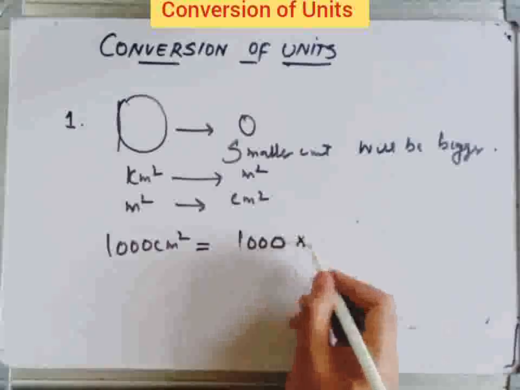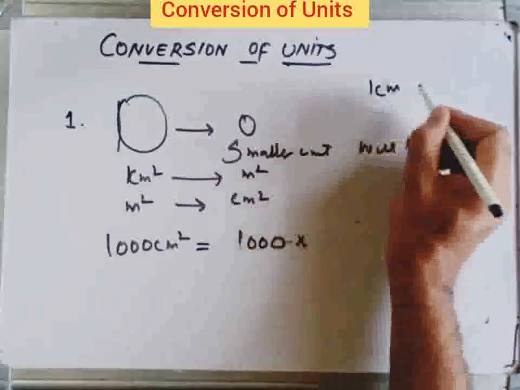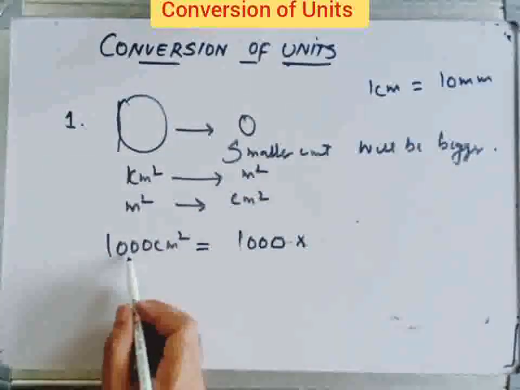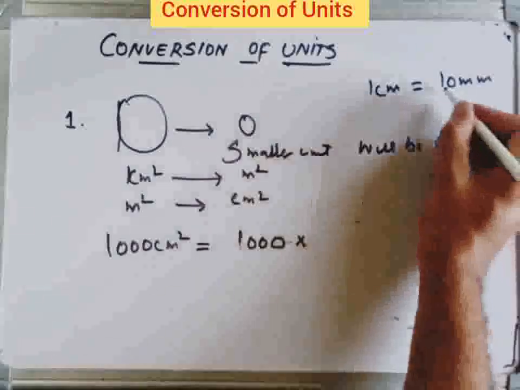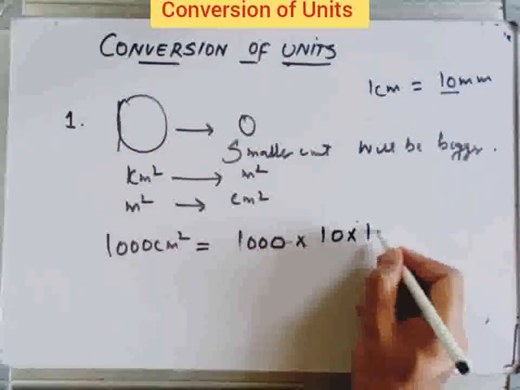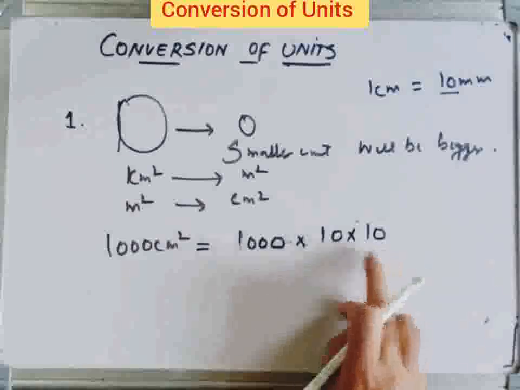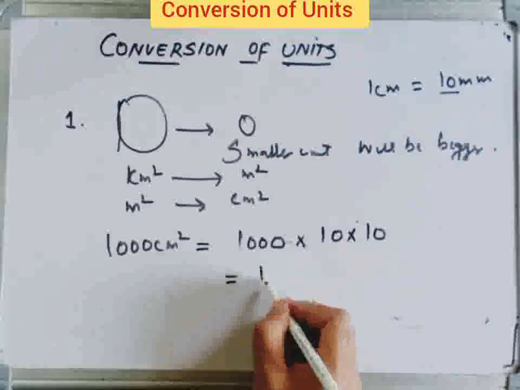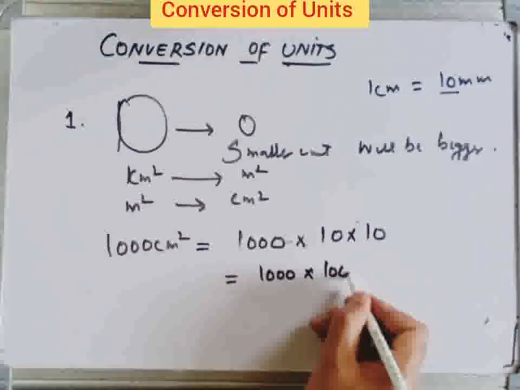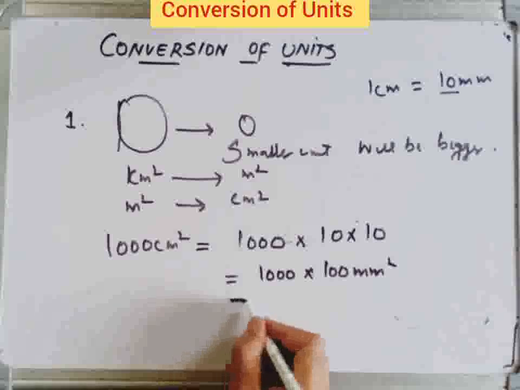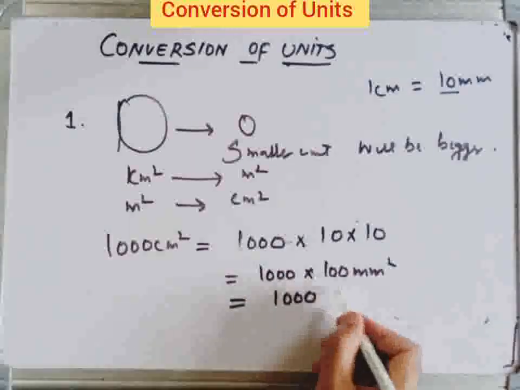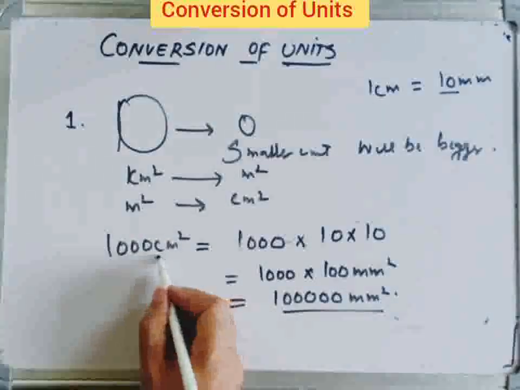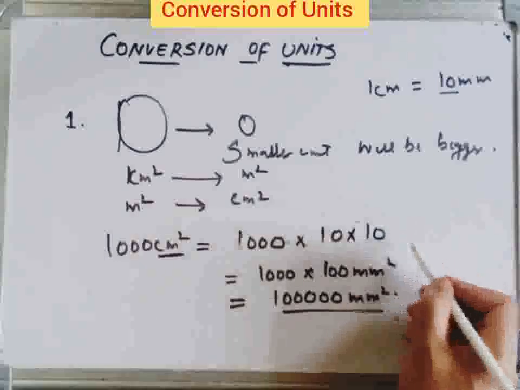Since we have to convert into mm squares, 1 centimeter is equal to 10 mm. Since we are going to convert this into squares, we have to multiply this 10 into 10. So 10 into 10 means 100 square. So that is equal to 1000 into 100 square, which is equal to 100000 mm squares. Okay, so here centimeter square is converted into mm square.